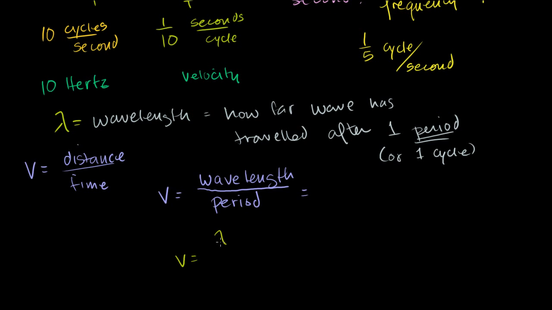is equal to wavelength over period, which is the same thing as wavelength times 1 over my period. And we just said that 1 over the period is the same thing as your frequency. So velocity is equal to wavelength times your frequency. And if you know this, you can pretty much solve all of the basic problems that you might encounter in waves.